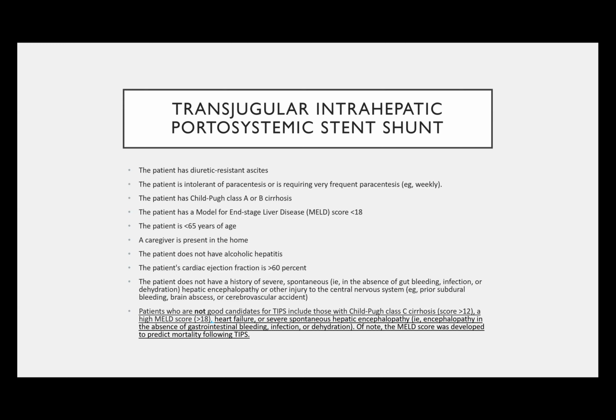And what I find helpful is actually to notice what candidates are not good for TIPS. And that would be your class C, MELD more than 18, anyone who has heart failure, anyone who had spontaneous hepatic encephalopathy, and by that I mean they didn't have anything that pushed them into encephalopathy like infection or dehydration. So this is why TIPS kind of becomes a little difficult to perform on everybody, even though the studies show that you actually will do better with TIPS.